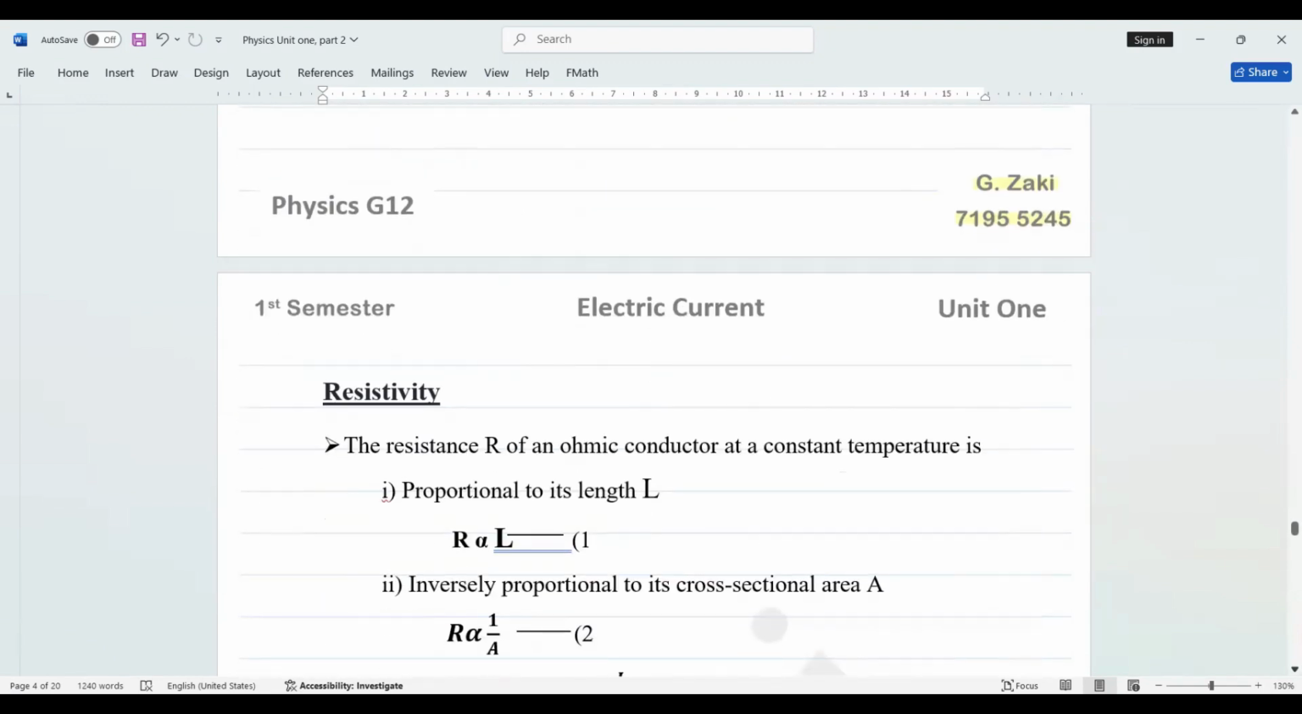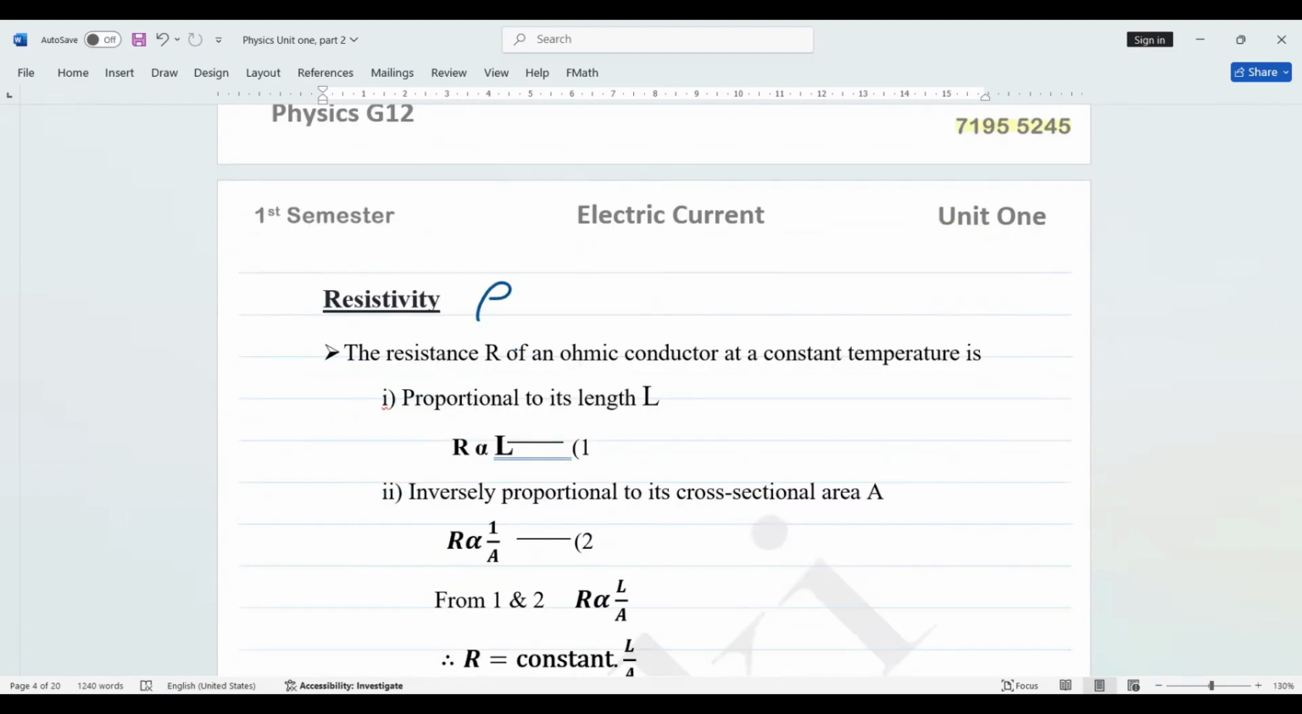Now we talk about the resistivity. Resistivity is denoted by rho. Actually, the resistance is directly proportional to the length of the wire. When the length of the wire increases, the resistance increases. But it is inversely proportional to the cross-section area. When the area increases, the resistance decreases.